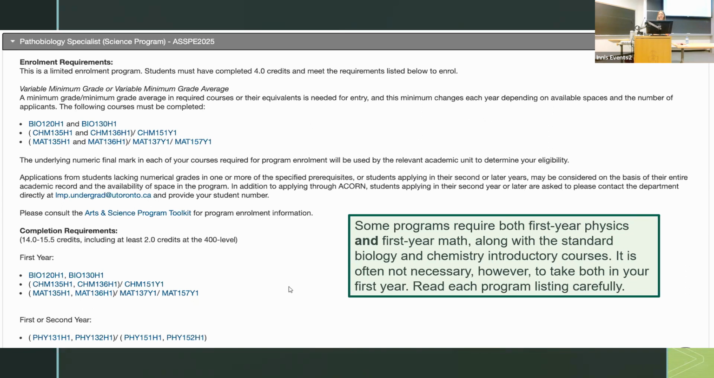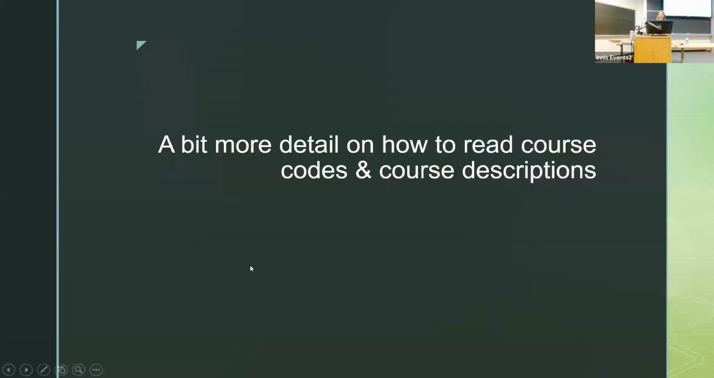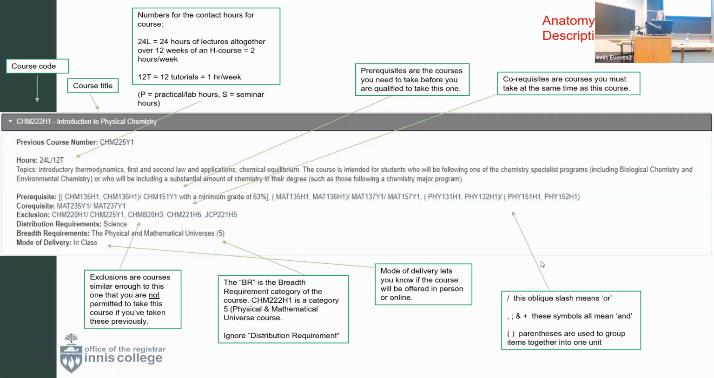So a bit more detail on how to read a course description. I know this is a very busy slide, but again, this is taken right from the academic calendar, the course description for Chem 222, and it's a really good example. And we'll go through this bit by bit. And there were a few questions in the last session about the number of class time hours. So here's where I'll get into the detail about that.